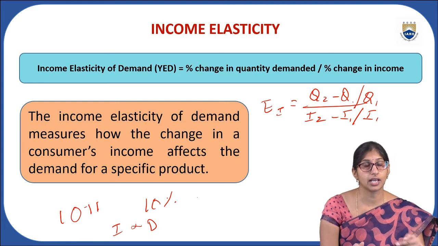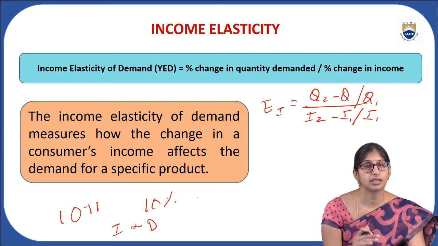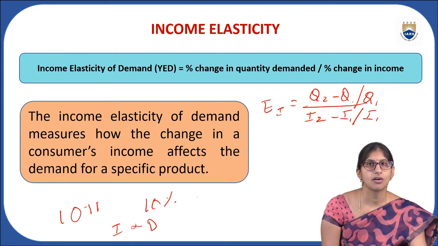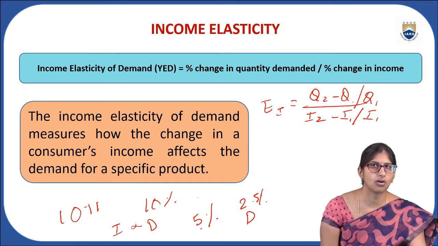So if the income of the customer is increasing, definitely it is going to affect the demand. That is, income increases, demand also increases. Suppose a 5% increase in income is creating a 2.5% increase in quantity demanded. So when the income increases, obviously demand also increases. How much percentage of demand is increased, that is what we are measuring. So that's the reason it is elasticity, right? So here, all the time income elasticity will be positively related with the demand.